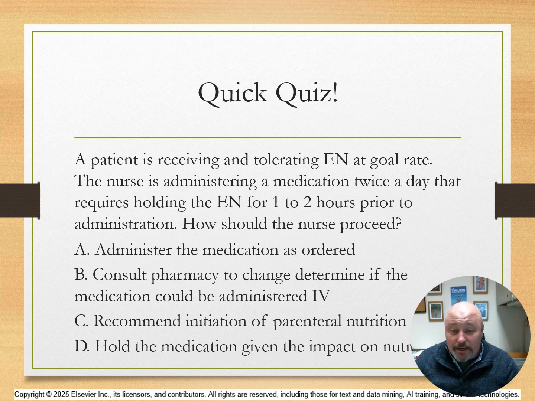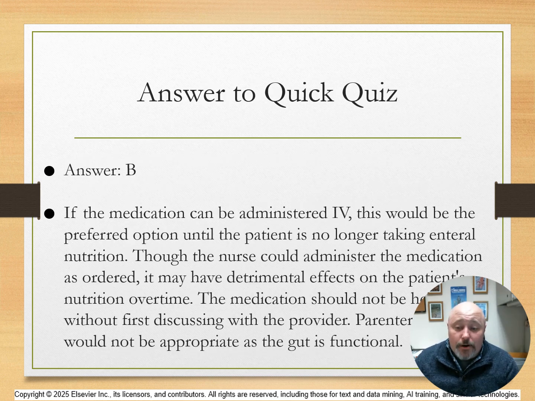A. Administer the medication as ordered. B. Consult pharmacy to determine if the medication could be administered via the IV route. C. Recommend the initiation of parenteral nutrition. Or D. Hold the medication. And the answer here is going to be B.